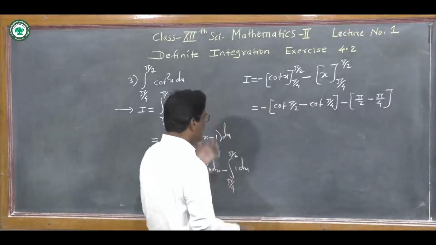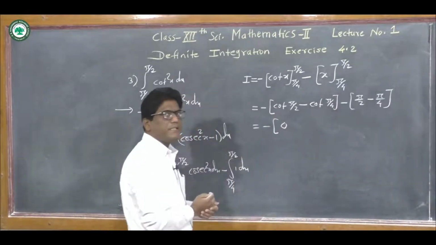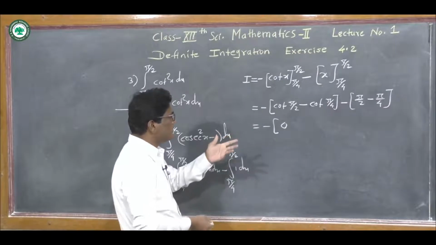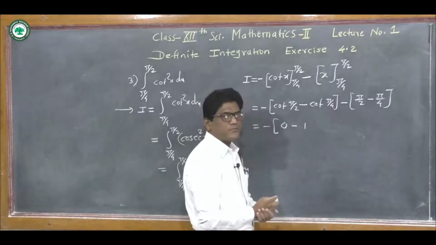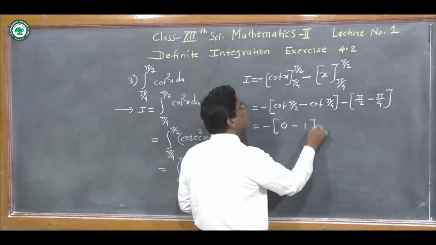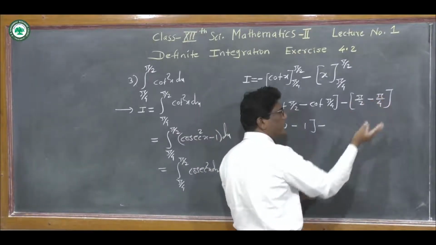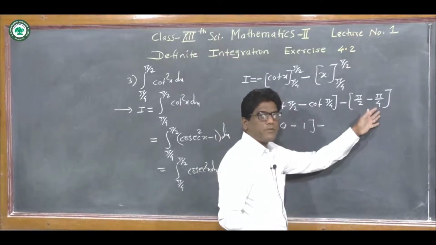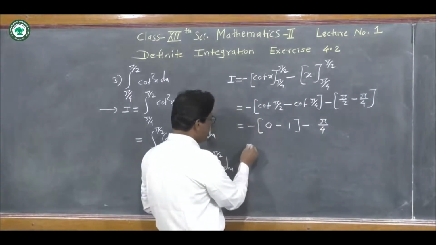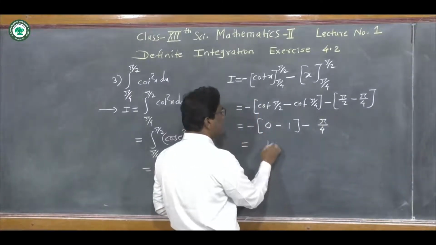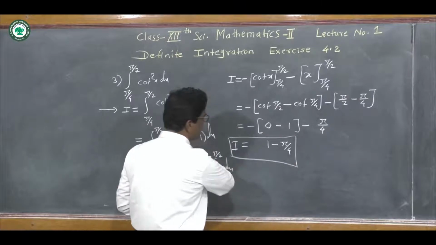Now here cot of pi by 2 is 0, cot 90 is 0. Tan 90 is not defined but cot 90 is 0. Minus cot of 45, it is 1, tan of 45 is 1, so cot of 45 is also 1. Minus here pi by 2 minus pi by 4, we know that pi by 2 is 90, pi by 4 is 45, 90 minus 45 is equal to 45, so that is pi by 4. Now minus and minus become plus, so 1 minus pi by 4 is the solution. So I is equal to 1 minus pi by 4, this is the final solution.